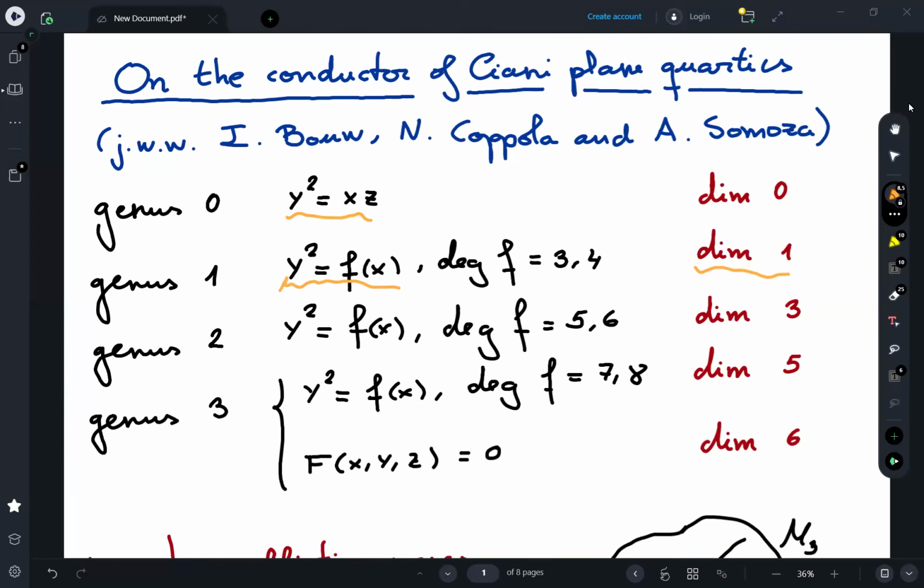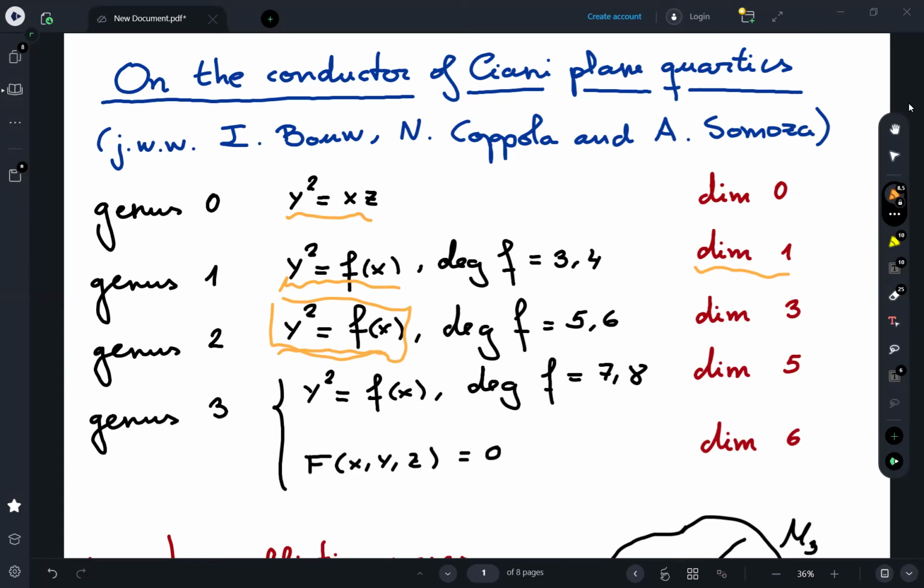For genus 2 curves, again, you can write your equations of this shape, y squared equal to f of x. Actually, the genus zero case is the same thing, because for the genus zero case I wrote the homogeneous equation. If you make z equal to 1, you see that all the genus 0, genus 1, genus 2 curves look like hyperelliptic ones, given by an equation y squared equal to f of x. And in this case, the dimension is 3.